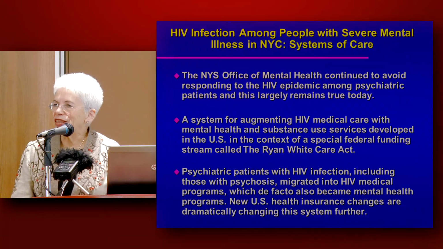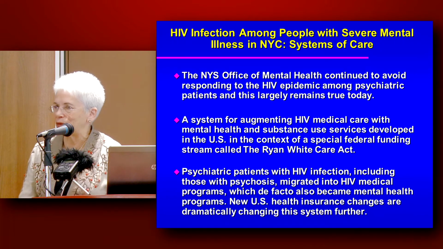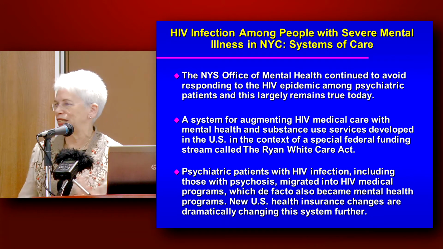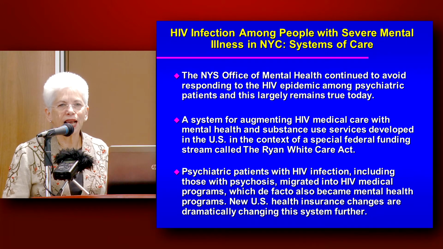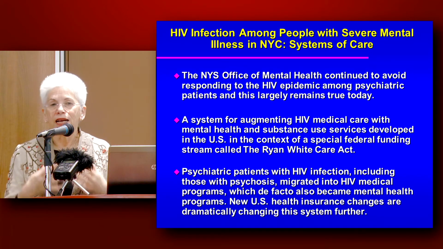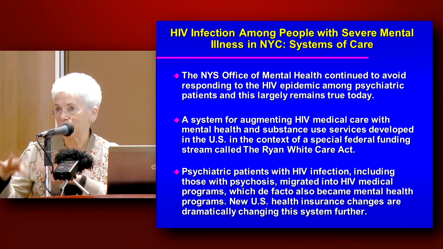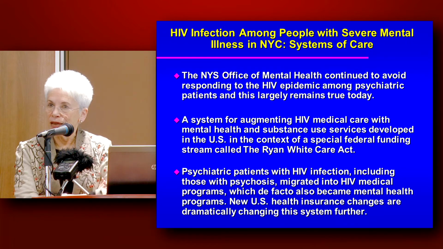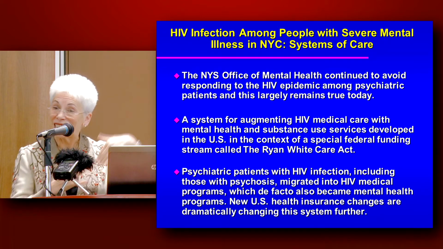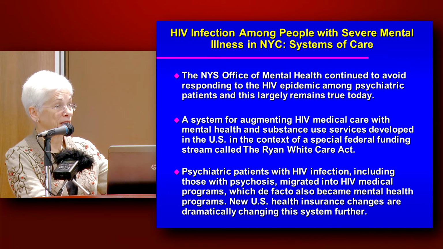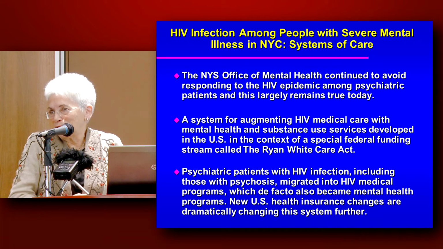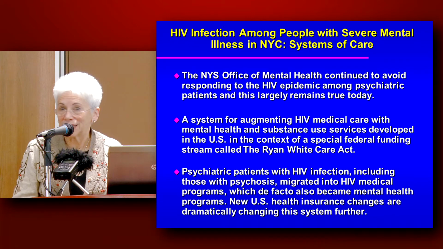Now, one of the interesting things that happened, and maybe it's happened here, is that because the psychiatric system wasn't the least bit interested in HIV, and a funding stream developed to take care of HIV patients in the US, and you can tell me a little bit about what happens here, people who had HIV who were very mentally ill, including with psychotic disorders, began to migrate into the HIV system. So when I started doing this work, most of the psychotic patients with HIV were in the mental health system. Now, that's not where they are.